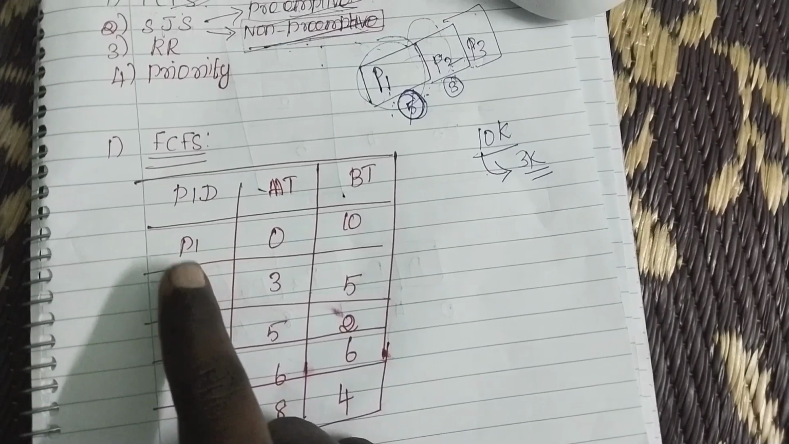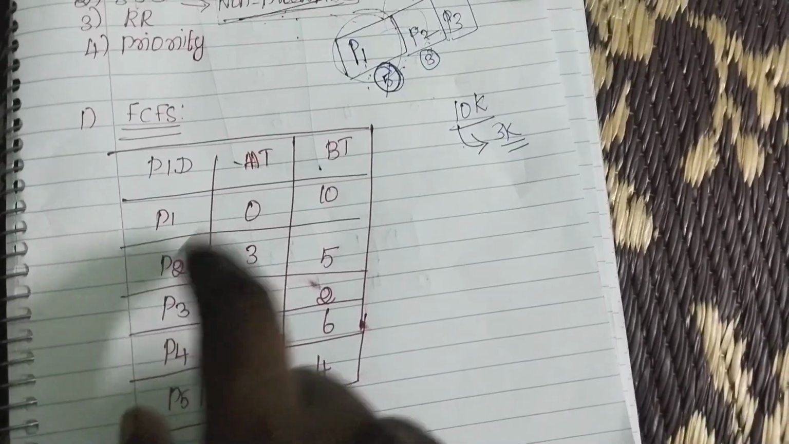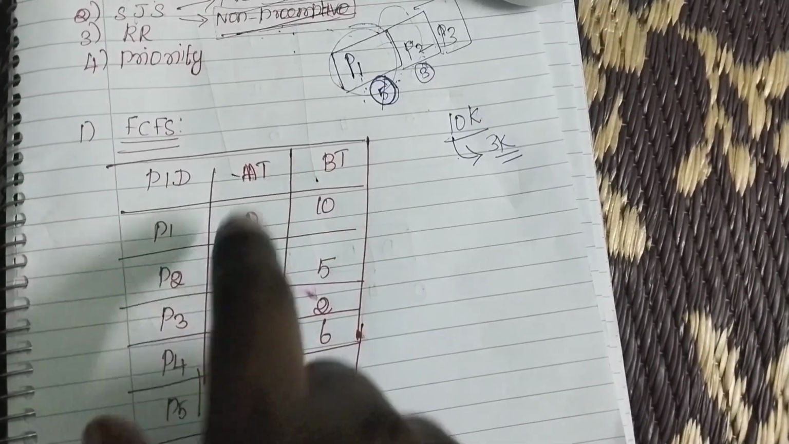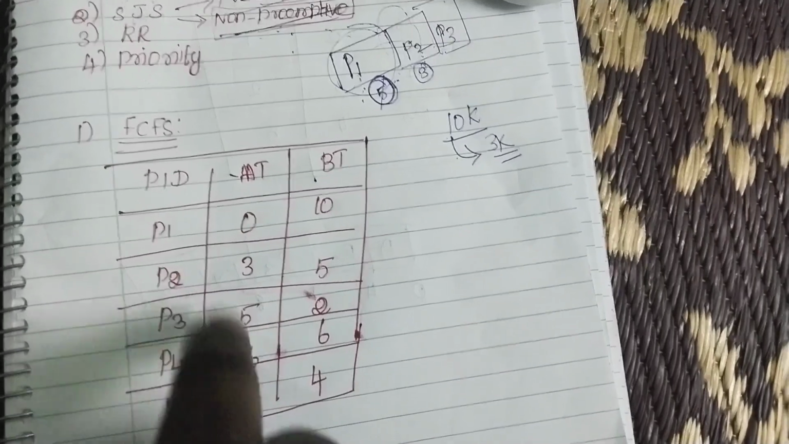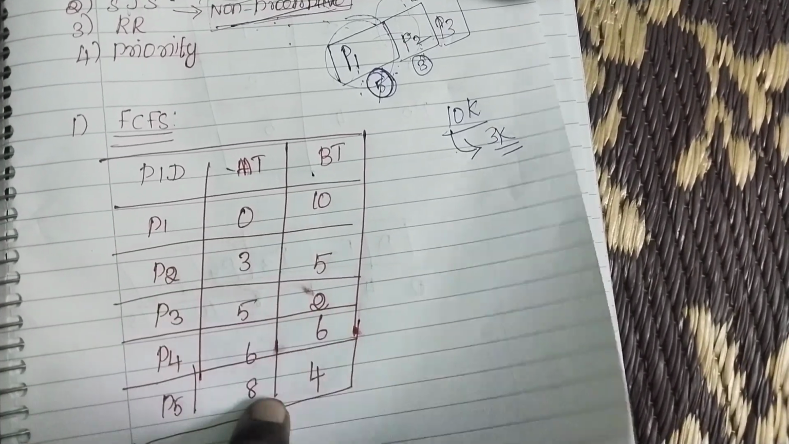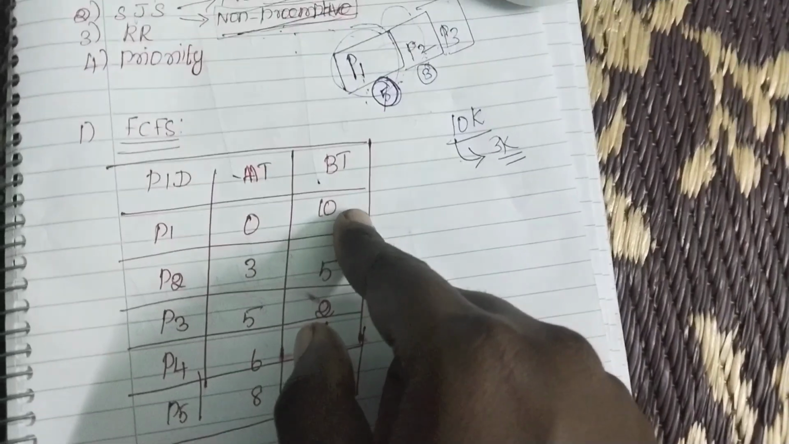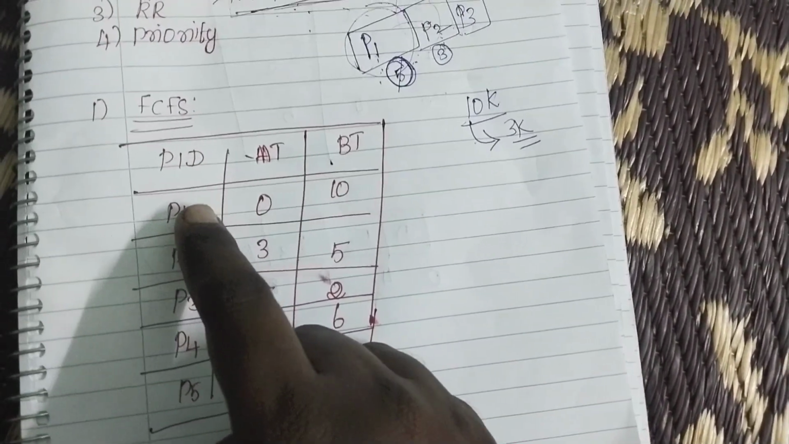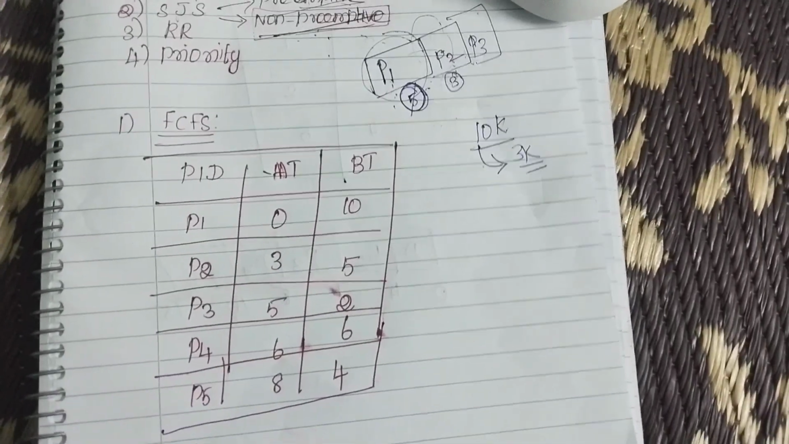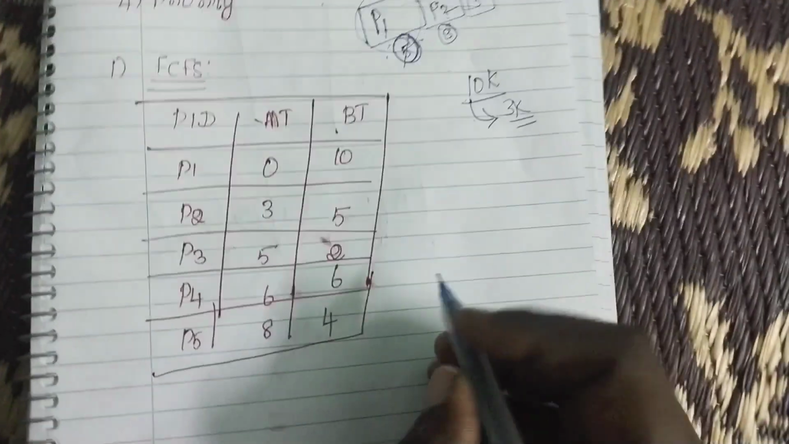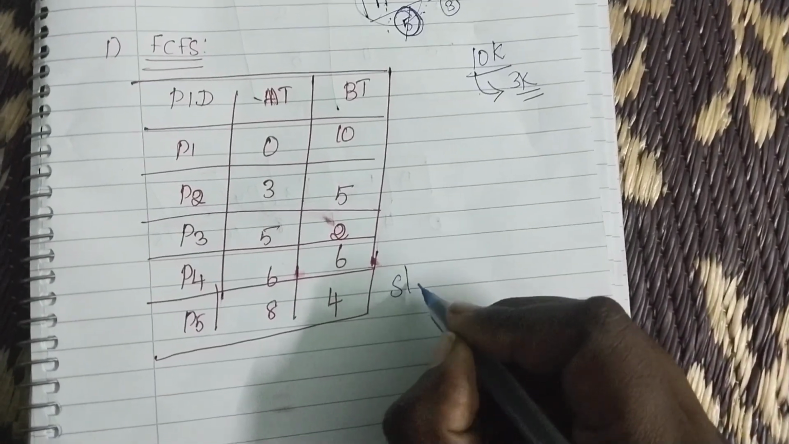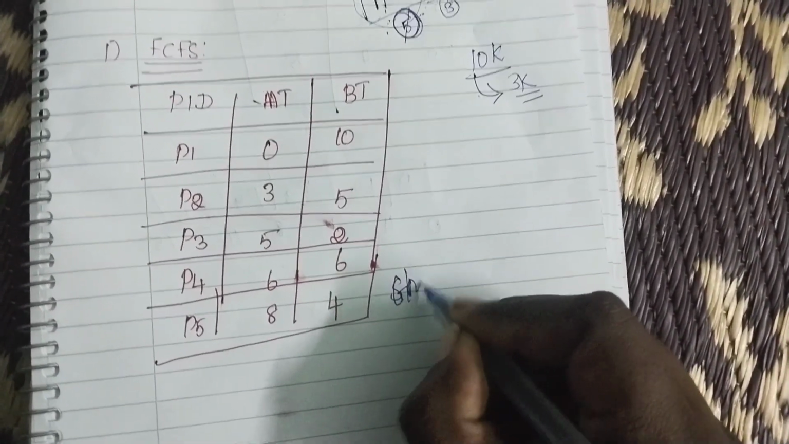For the example, they have given processes P1 to P5 with the arrival time and the burst time. Arrival time means the time at which the process enters your system. Burst time means how much time it needs to execute. Here we have P1 to P5. The first step is to draw the Gantt chart for this.